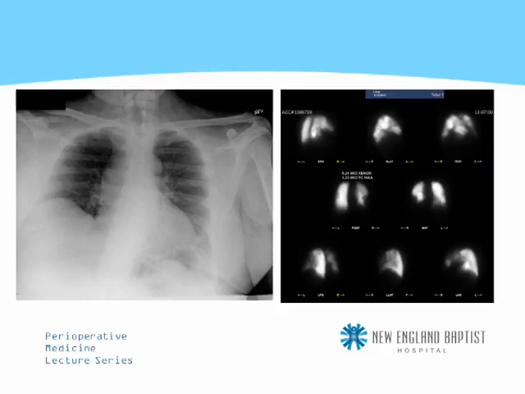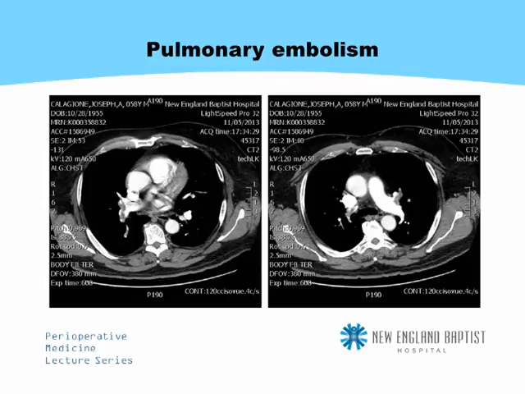The VQ scan shows the high probability for PE with a lot of ventilation defects, and was confirmed with CTA, where you can see almost like a saddle type embolus here in the right pulmonary artery, and also a large embolus here in the left pulmonary artery. There were many other emboli. And this is a patient with normal X-ray. So hypoxemia, normal X-ray, that's concerning for PE.